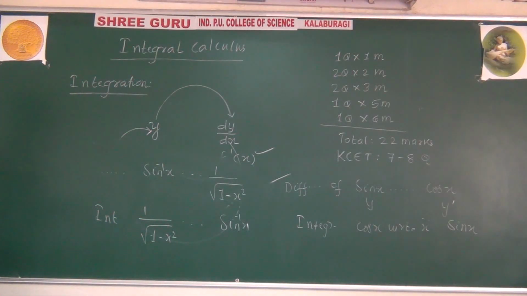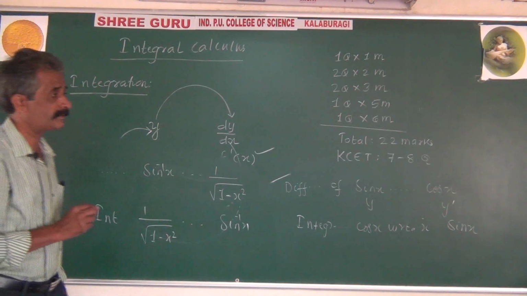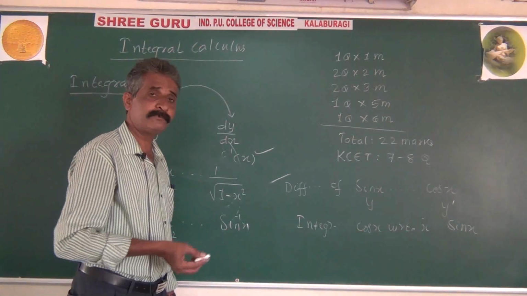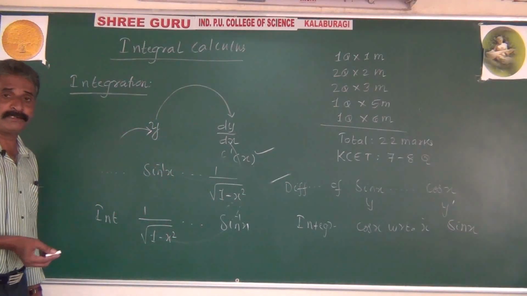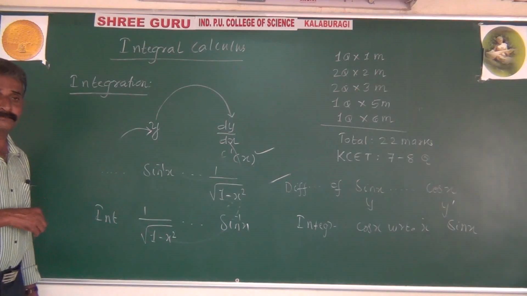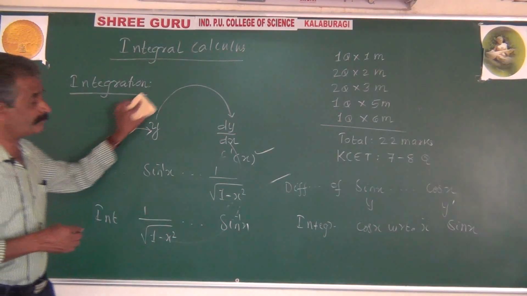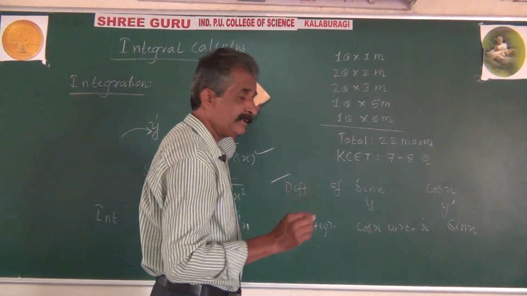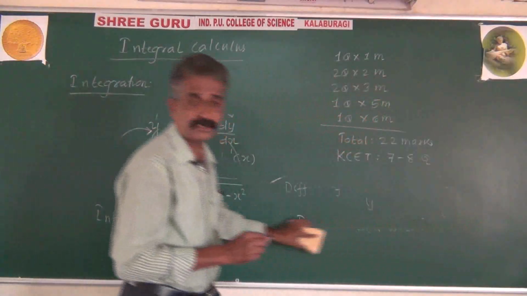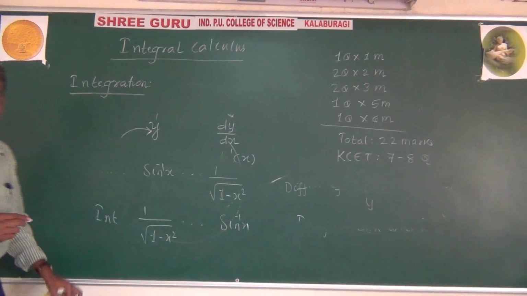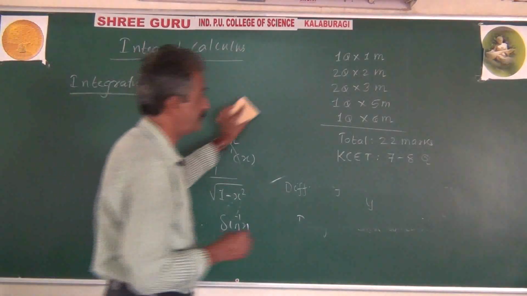So once again we recapitulate. Integration is the process of finding the function when its derivative is given, whereas differentiation was the process of finding the derivative when the function is given. Hence, integration and differentiation are exactly opposite processes. That's why integration is also called antiderivative or converse of differentiation.